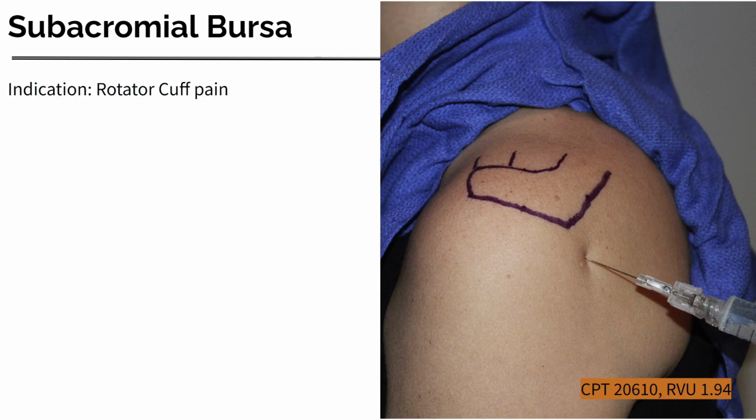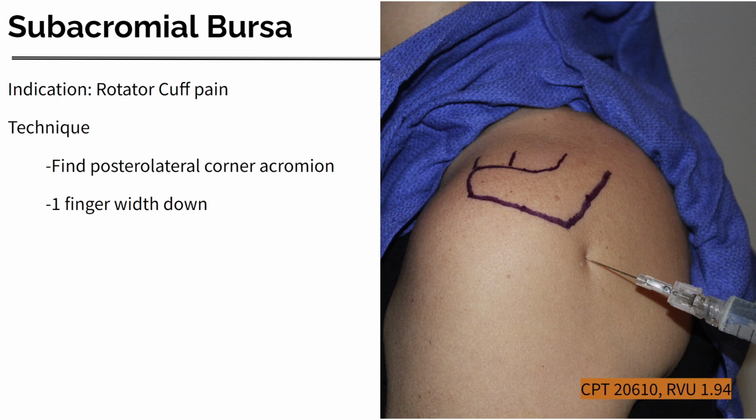The indication is rotator cuff pain, whether you call that subacromial bursitis or rotator cuff tendonitis, even rotator cuff tears in older patients. Essentially, you want to find the posterolateral corner of the acromion, move about a finger width down, and then your vector for that injection is going to be to aim at the coracoid process. And I will often have my index or middle finger on that spot.